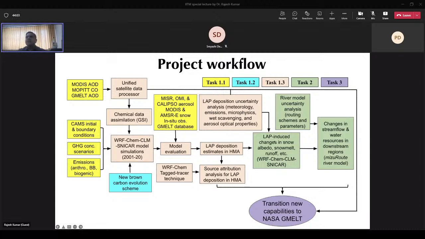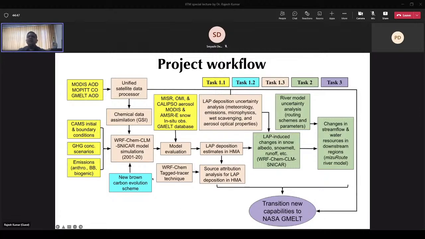And then once we have these parameters, like the snow melt and runoff, we will feed those to a river routing model to assess the changes in stream flow and water resources in downstream regions. So there is a model called MOSART. It's a model developed at NCAR. And we will be driving this model. This exists outside WRF-Chem, so we will be offline driving the river model to understand changes in the stream flow. And then all the products resulting from this project will be transferred to the NASA GMELT toolbox, where GMELT stands for Glacial Melt Toolbox.